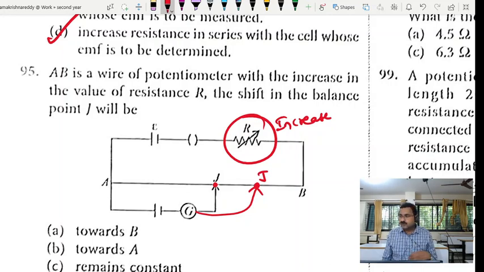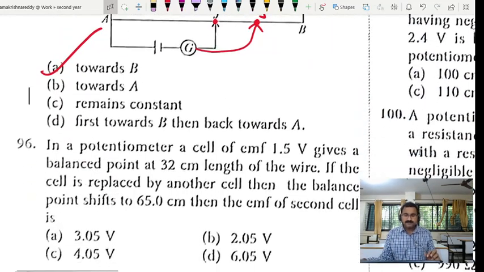Means it is shifting towards A or B? B only, we are increasing the balancing length, so that is A only towards B. Correct answer.